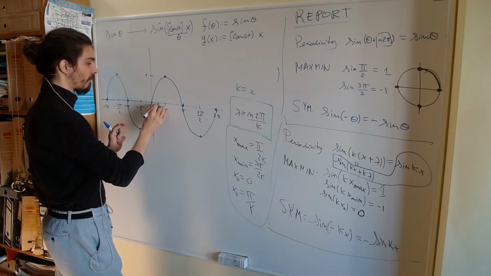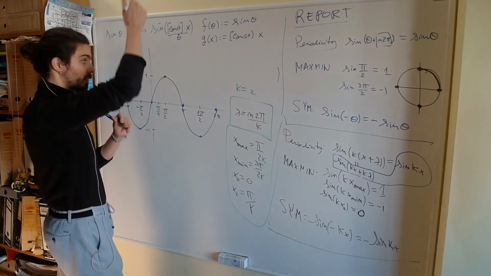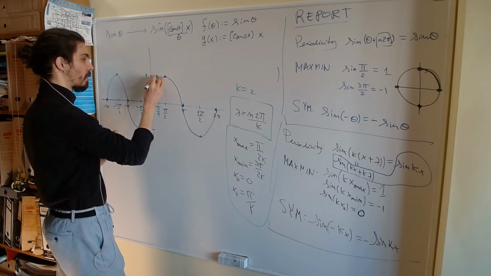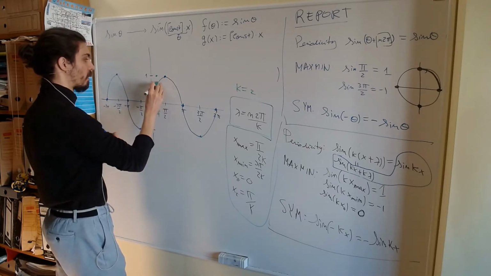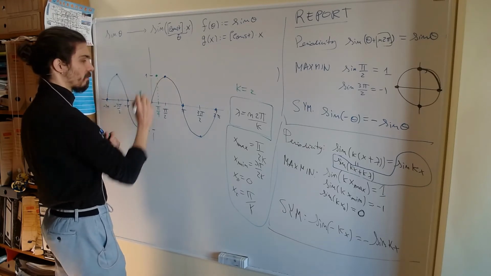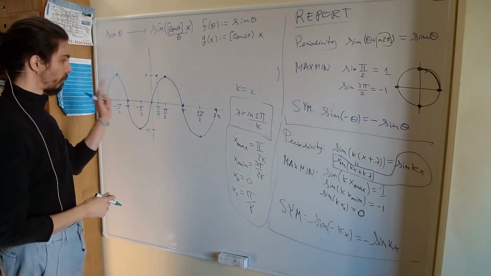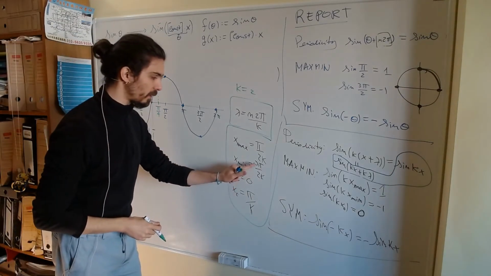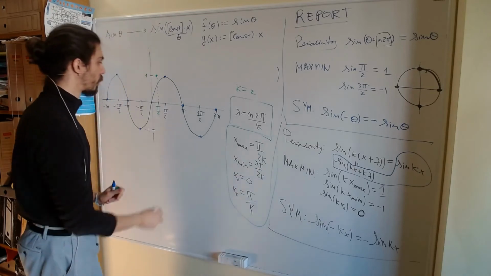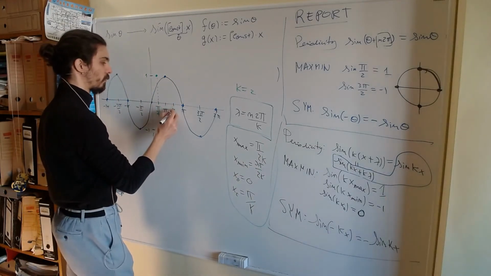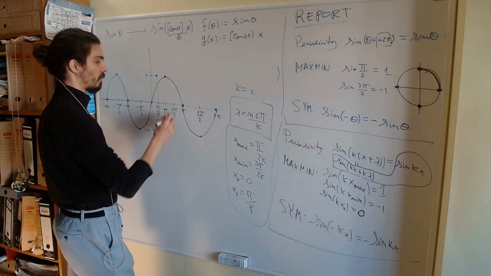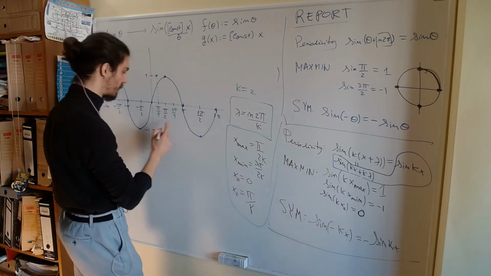And the value above it, the height, must be 1. Here's the point. The height is 1. The x min is at 3 pi divided by 4. 3 pi divided by 4 is here. 3 pi divided by 4, and the value there is minus 1.